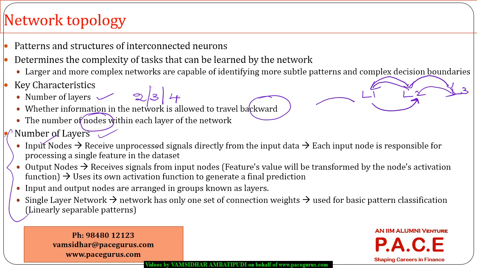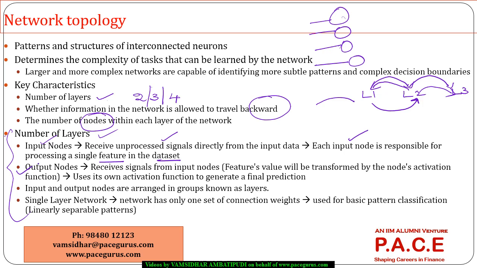Input nodes are nothing but your input data. Each input data becomes one input node. It is receiving unprocessed signals directly from the input data. Whatever the number of input data we have, that many input nodes form in the network. Each input node is responsible for a single feature in the data set. So depending on the number of input variables we have in the model, that many input nodes get formed in the neural network.